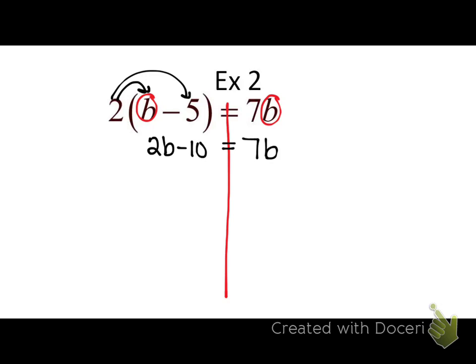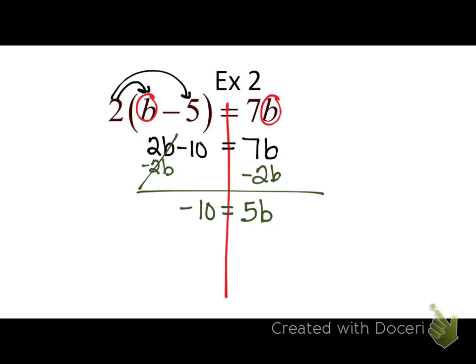So we're going to pick on the little guy, because the little guy's easier to pick up and move, right? So what's my little guy, 2b or 7b? 2b. So I'm going to move that 2b from the left side to the right. How do I do that? Minusing 2b. Yeah, I'm going to minus. Now, I'm going to combine my like terms here on my right here. That cancels. So on my left side, what do I have remaining? -10. Equals. And on my right side? 5b.